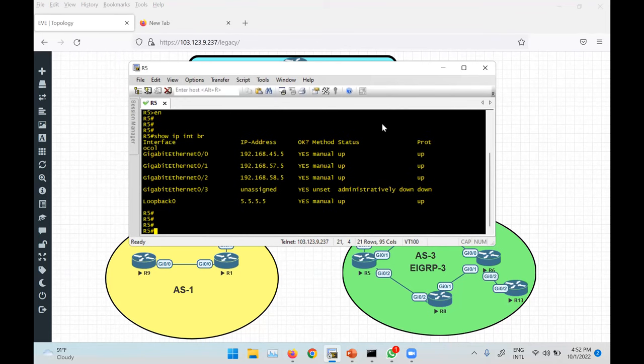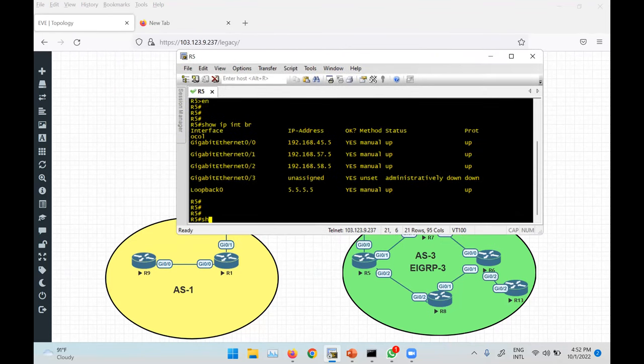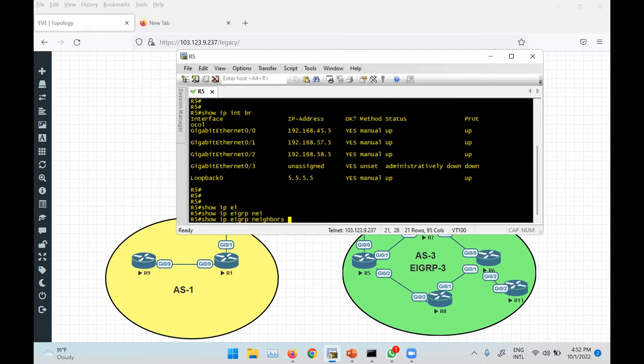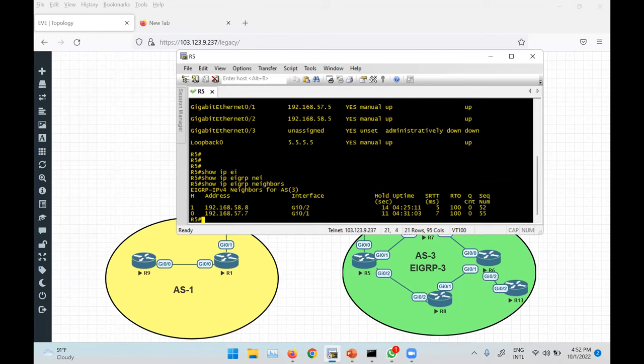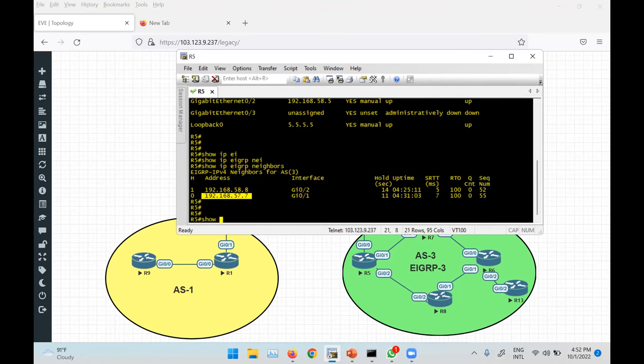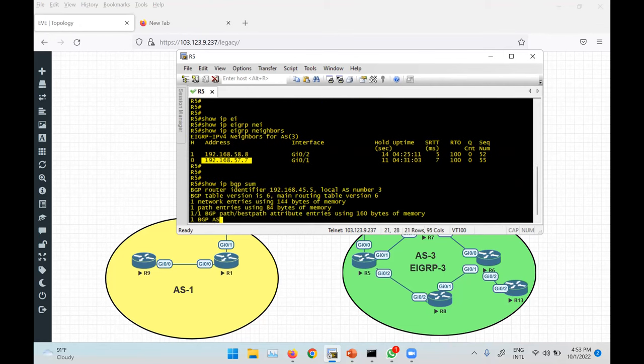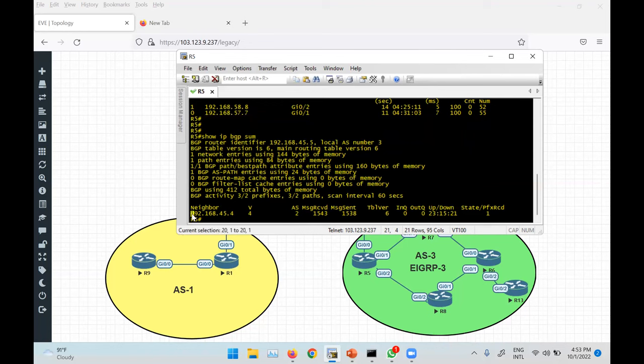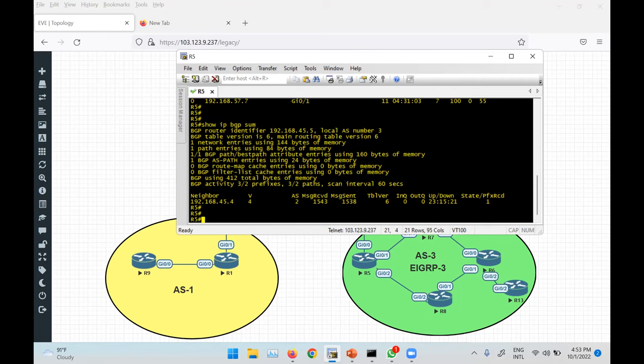Okay, so now what will we check? We will check first the EIGRP neighborship. Show ip eigrp neighbor. So what are we getting here? You are getting two neighborships, like 58.8, and another one is 57.7. So EIGRP neighborship is okay. And also you will have the one EBGP neighborship. Show ip bgp summary for checking. So you are also getting the EBGP neighbor, as you see here, to the outside and also the internal side.